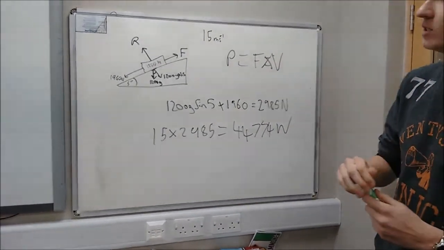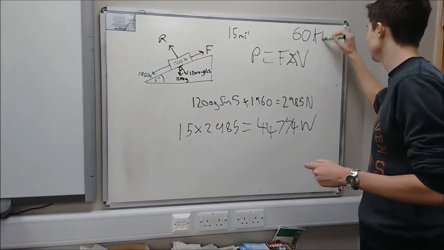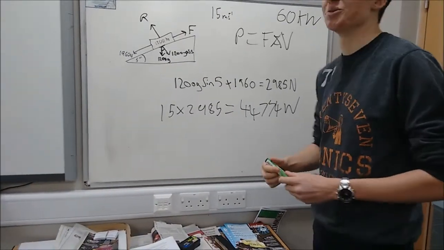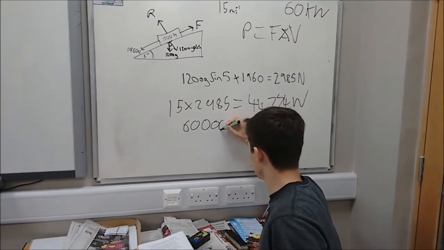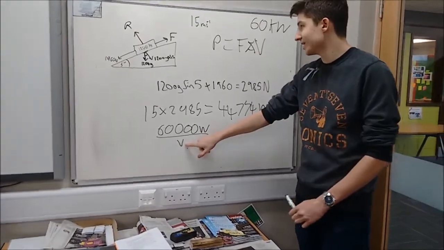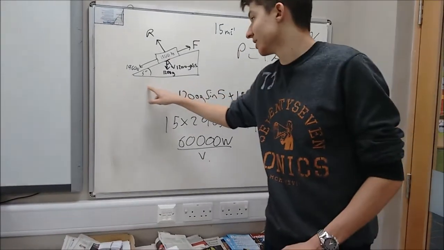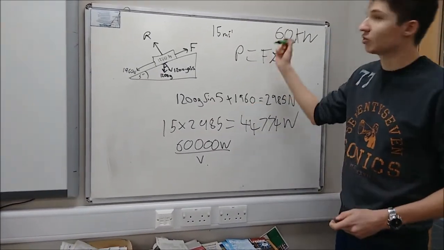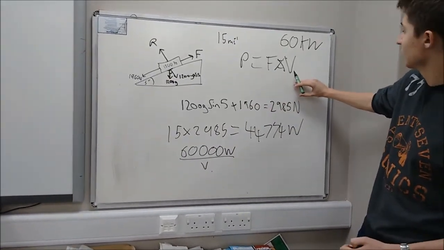Now the question also says this car has a maximum power output of 60 kilowatts. And what that tells us is that 60 kilowatts divided by velocity, watts divided by the maximum speed, is going to equal the maximum force here pulling upwards. And so what that means is that 1,960 newtons plus the gravitational force is equal to this maximum force, because P divided by F equals V.